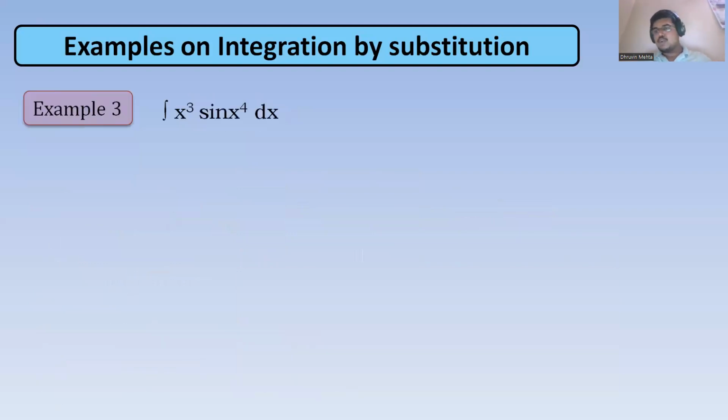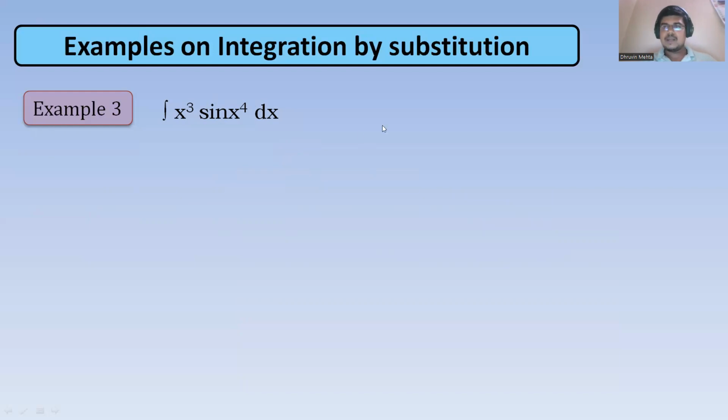Okay, now we have x cube sin of x raised to 4. Think about this. What do you think we should take as t? x raised to 4. Well done, Arush. Excellent. We'll take x raised to 4 as t. Perfect. Because what is the derivative of x raised to 4?